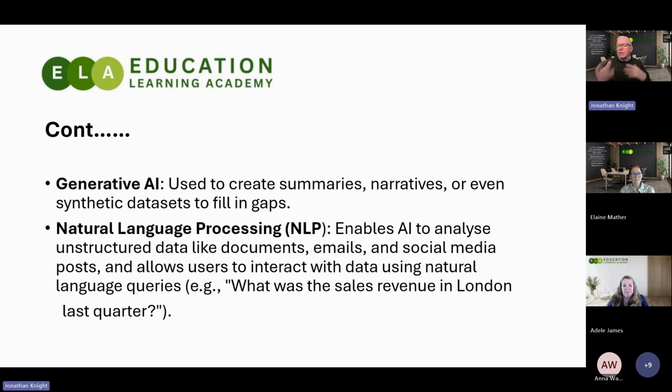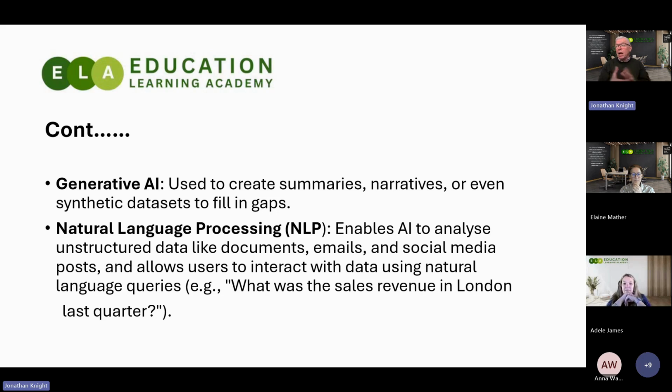Generative AI is used to create summaries, and you may have summarized your presentation and stuff like that. ChatGPT is a good example of that. But there are many more, and I will give you a couple of examples towards the end.